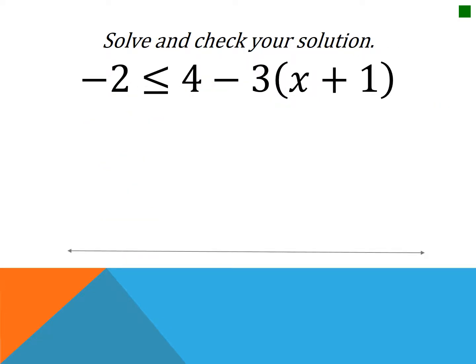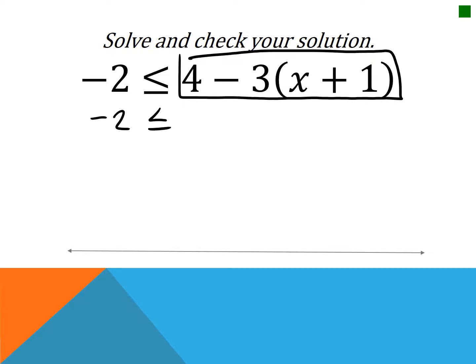Okay, inequality. That means I do everything the same until I divide. Once I divide, I'm going to decide. So I'm going to leave the negative 2 because that side does not have the x. This is the side with the x. This is the side I need to distribute. Be careful. Make sure you distribute that negative 3. So it's 4 minus 3x minus 3.